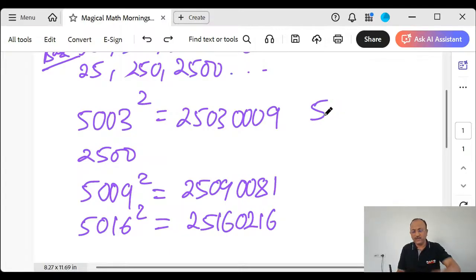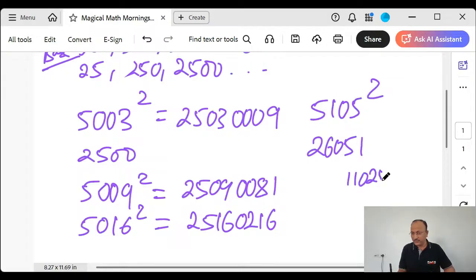Sorry, let's take 5105 square. What will we do? 2500 plus 105, it is 2605. What is 105 square? You apply the other trick. 10 into 11 is 110 followed by 25. But because 110 25 has 5 digits, I am going to add 1 to this and write only the 4 digits, that is 2606 1025 is the answer.